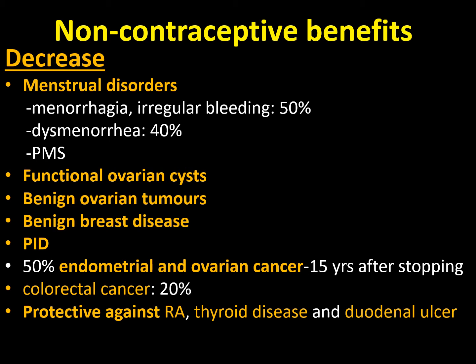There is also reduction in functional ovarian cysts, reduction in benign ovarian tumors and breast disease, reduction in pelvic inflammatory disease. Also, there is 50% reduction in endometrial and ovarian cancer, and this continues for 15 years after stopping the combined pills. There is also reduction in colorectal cancer. Combined pills were found to be protective against rheumatoid arthritis, thyroid disease, and duodenal ulcer.